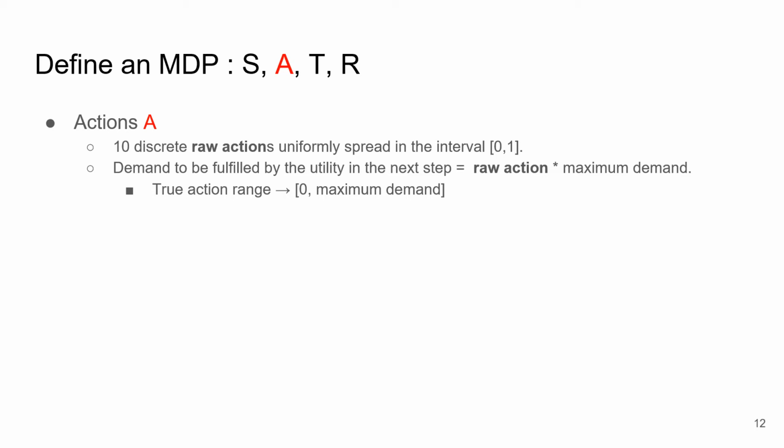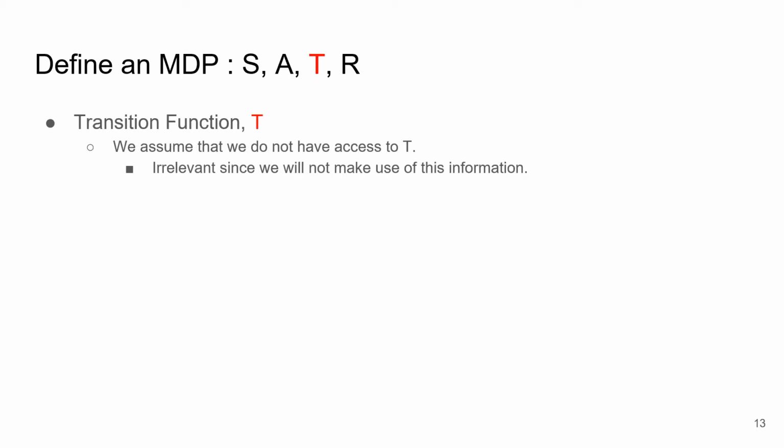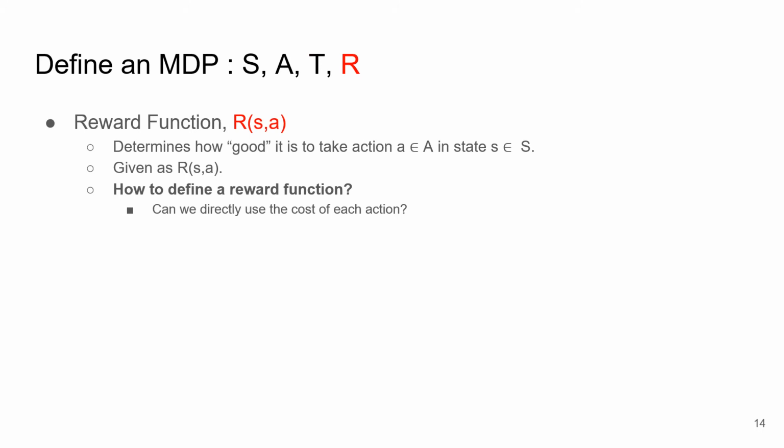We use a set of 10 discrete actions that range from 0 to 1. Each action A represents what amount of demand in the next step should be fulfilled by the utility. An MDP also has a transition function, but this will be irrelevant for our work as we use model-free reinforcement learning and thus do not use a transition function. While an MDP requires a reward function, our task at hand has a cost function, and we will later see how we use this cost function with a tweak in place of a reward function to learn a policy.